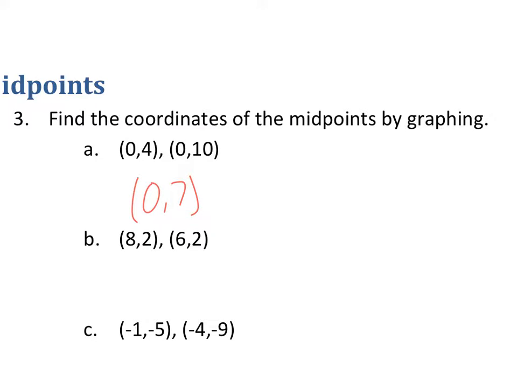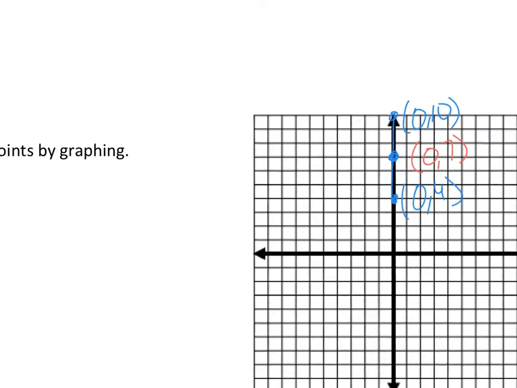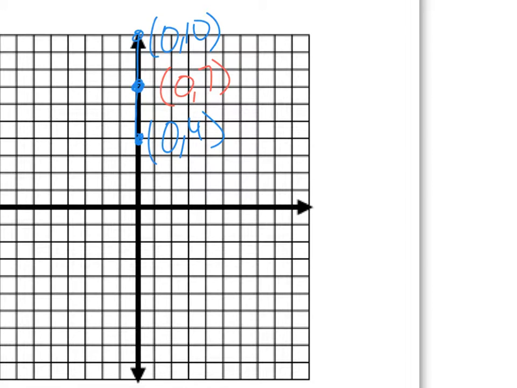What about these two? What if we have a point (8, 2) and (6, 2)? Where's the midpoint for (8, 2) and (6, 2)? Well, (8, 2) is over here. (6, 2) is right here. All right, here's a tough one. Where's the midpoint? Well, right in the middle, obviously, is (7, 2), right? So that's in the middle of (8, 2) and (6, 2).